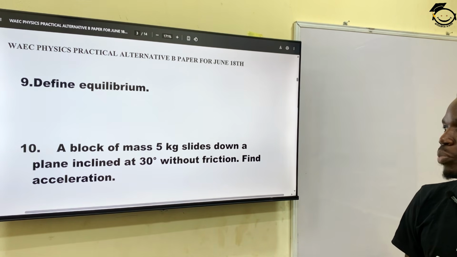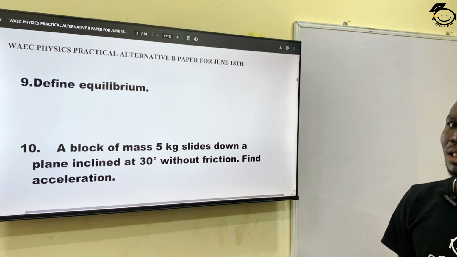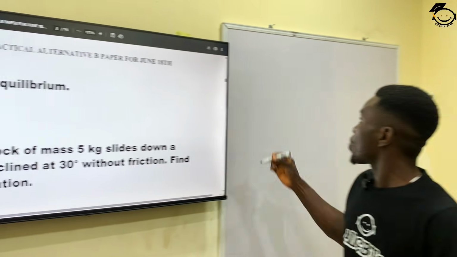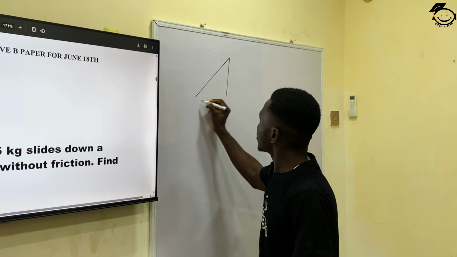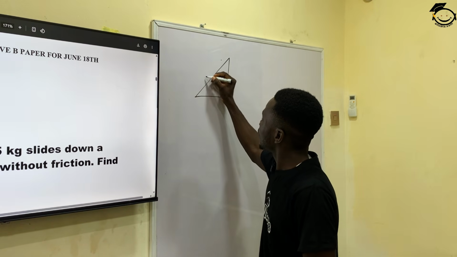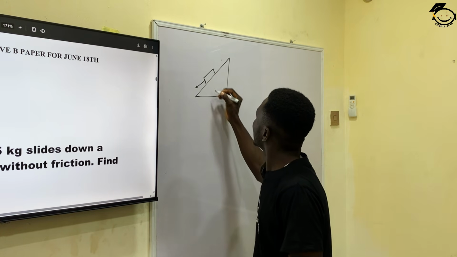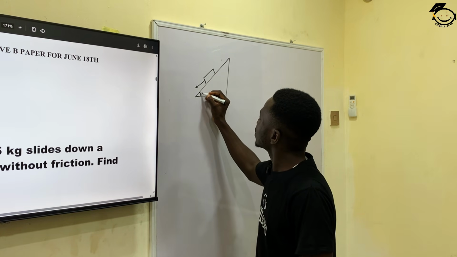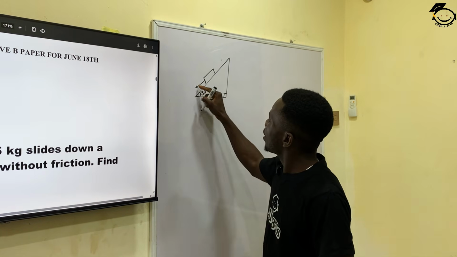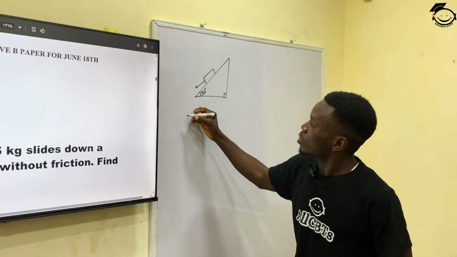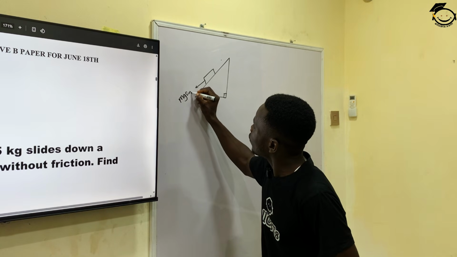slides down a plane inclined at 30 degrees without friction. Find acceleration. So if you draw a diagram, you realize that this is your plane and you have a body sliding downward and the plane is inclined at 30 degrees. So whenever a body is sliding downward, it is moving in this format.